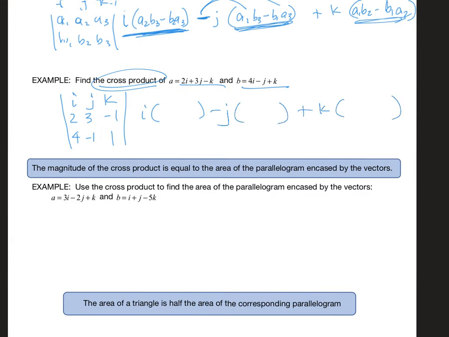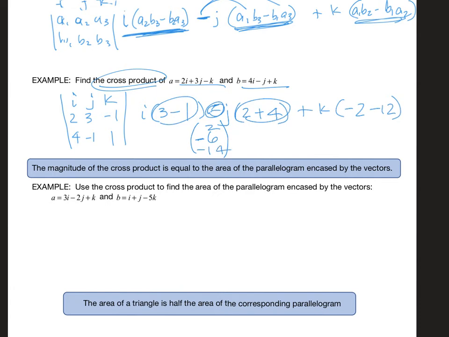Okay, so on the I coordinate, it's going to be 3 times 1 minus negative 1 times negative 1. For the J coordinate, again, eliminating the row and the column, it's 2 minus negative 4. And for the K, it ends up being negative 2 minus 12. All right, so my vector, I'm going to put this in a column vector, is going to be 2, 6, oh, don't forget the negative right here, negative 6, and negative 14.